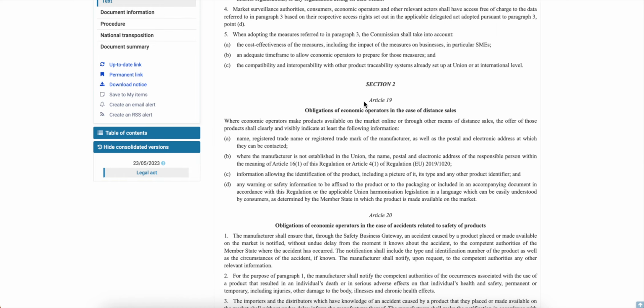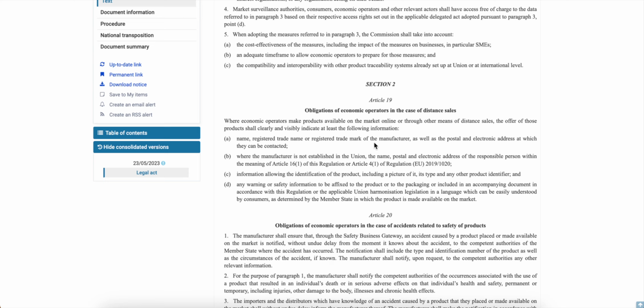And then we have the last article that I will cover in this introduction video to the GPSR, and that's Article 19, Obligations of Economic Operators in the case of distance sales, or in other words, responsibilities if you're selling things online through a website, right? A Shopify website or something else. So what it says here is that you need to make sure that certain information is available on the website. That's information about the manufacturer, postal address, electronic address. And this could be one single company. If you are a specialized company, you sell your own branded products, you're defined as a manufacturer, that could be a simple affair.